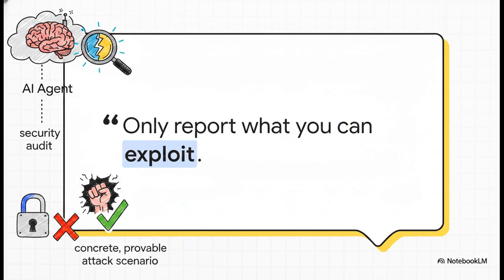So, the crucial point is the golden rule. Only report what you can exploit. If an AI agent comes back and says, well, an attacker could theoretically do this, nope, this system rejects it. Every single finding requires a concrete, provable attack scenario. If it cannot be exploited, it simply does not make the cut.